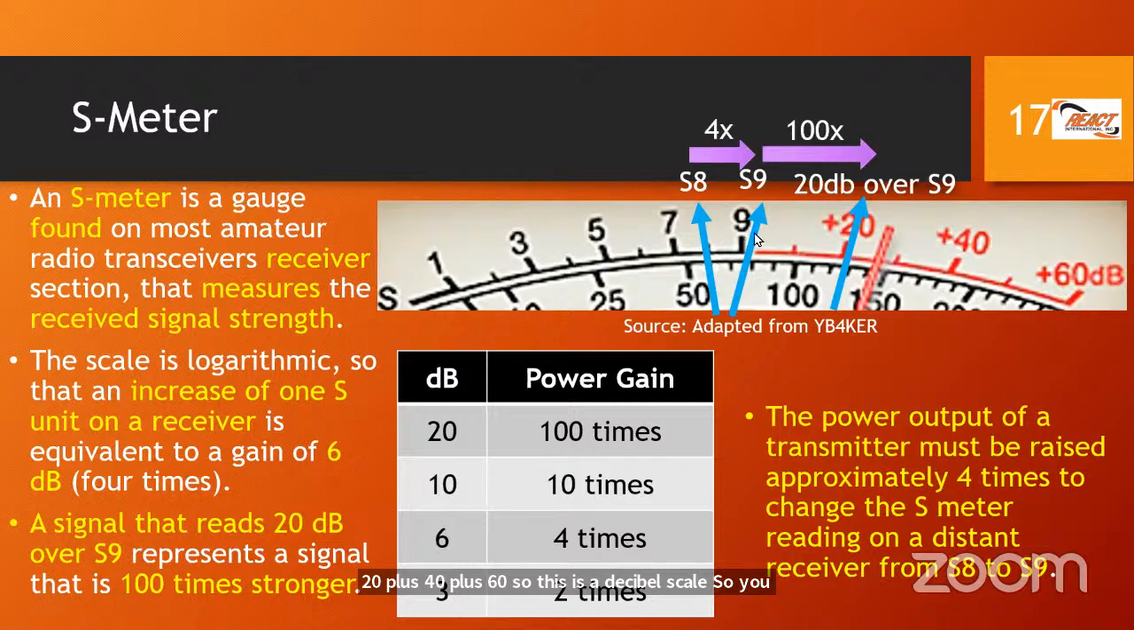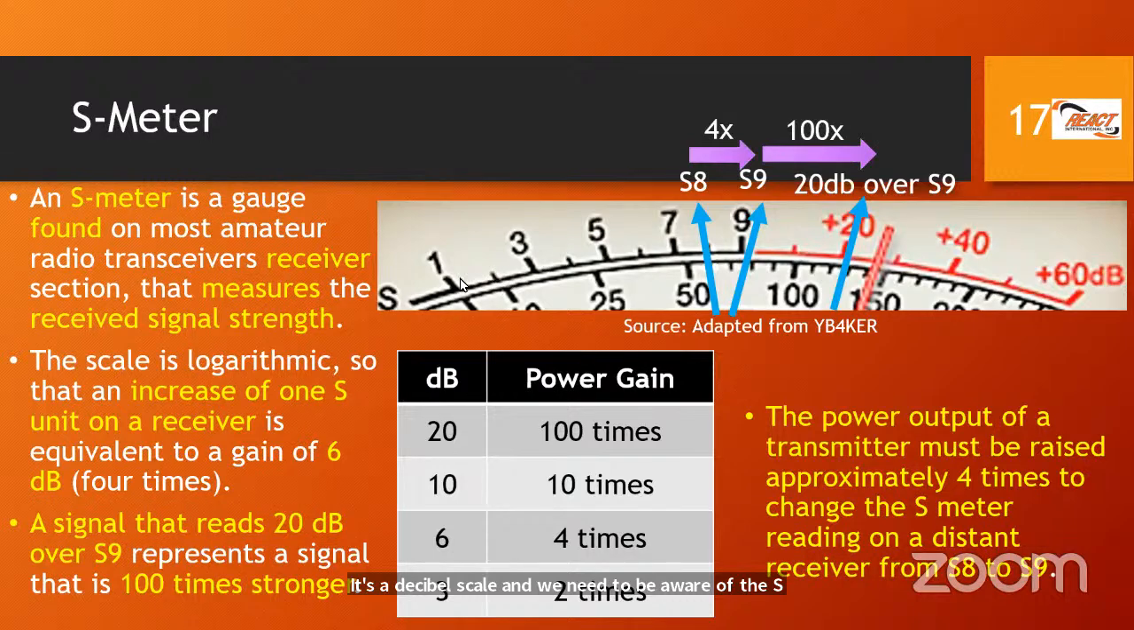You notice that for the same distance, we have gone from 9 to 20 to 40, 20 over 9, 40 over 9, 60 over 9. And from here to here is 1, 2, 3. So this is certainly not a linear scale, right? It's a logarithmic scale. It's a decibel scale. And we need to be aware of the S meter. We have some exam questions.